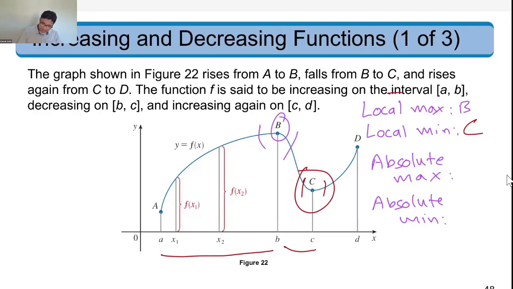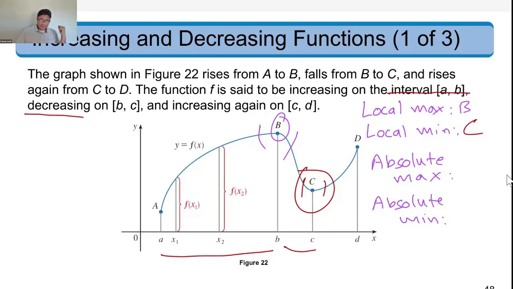If you read the paragraphs written here, it talks about intervals, right? The domain of a function can be divided into intervals, and in those intervals, the function would be increasing or decreasing. All right. And if you have the graph, you can talk about max and min. I said local max, local min.